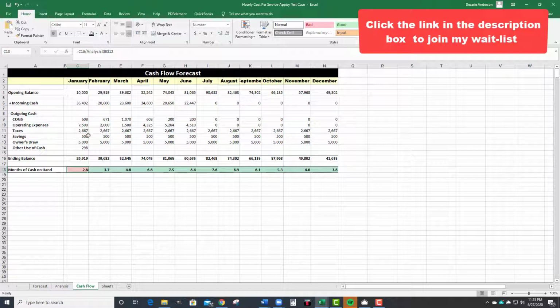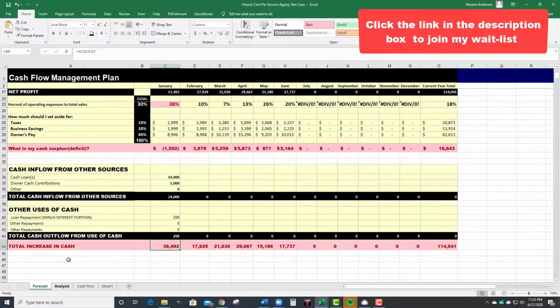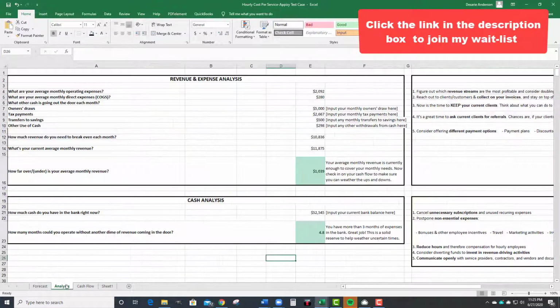Okay. So this is just a brief summary of how the cash flow management plan worksheet works.